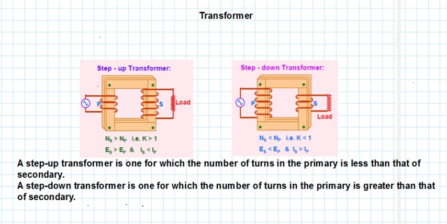Then we may define a step-down transformer. A step-down transformer is one for which the number of turns in the primary is greater than that of the secondary, right? So there are more number of turns in the primary than that of secondary in the case of a step-down transformer.